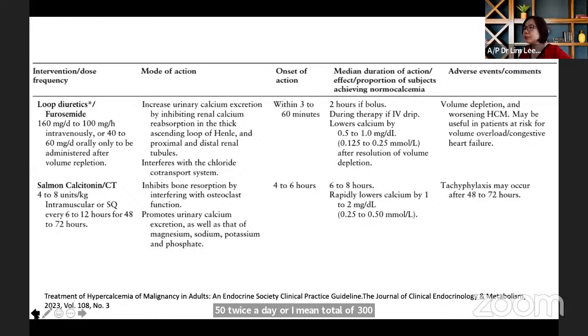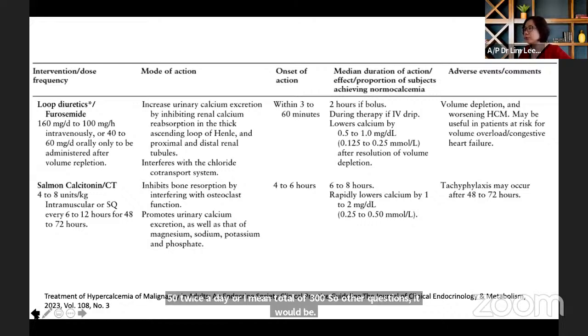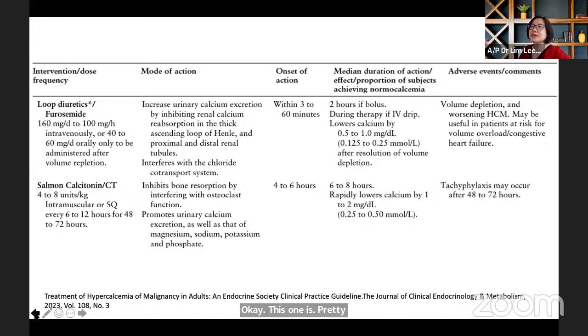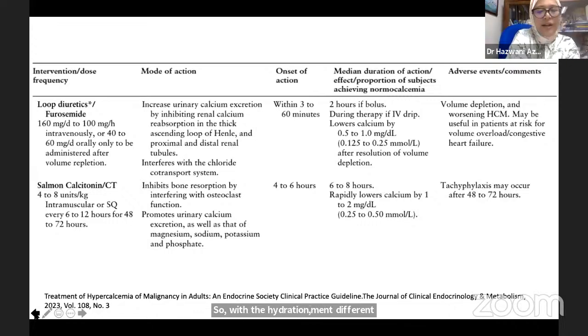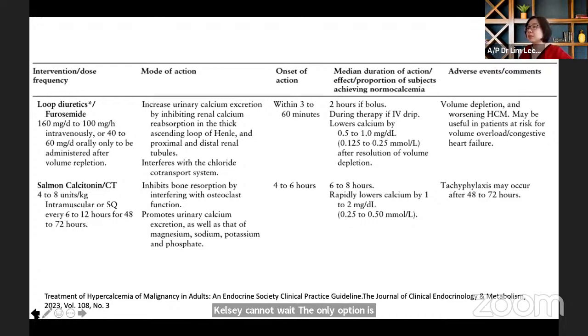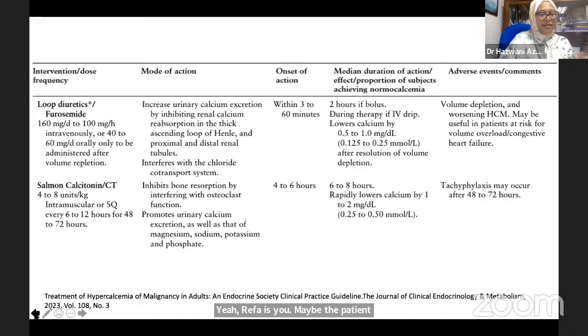Okay. So other questions. This one is pretty practical. They may see end-stage kidney disease or heart failure people coming with severe hypercalcemia. So would the hydration regimen be different? I would say it depends how advanced the end-stage disease is. If they already came with an anuric kidney, the only answer is hemodialysis. If the patient is still passing some urine, you might try a small amount of fluid, maybe 1 liter over 4 hours, and see whether they can tolerate it or not. But if your calcium cannot wait, the only option is hemodialysis, and refer ICU. Maybe the patient needs CVVH if their heart cannot take regular dialysis.